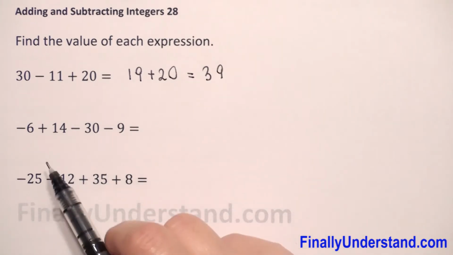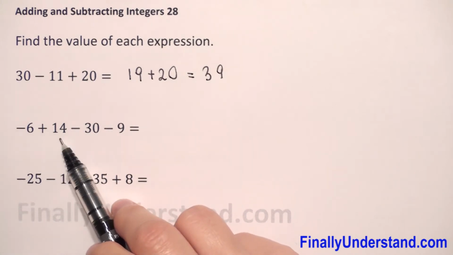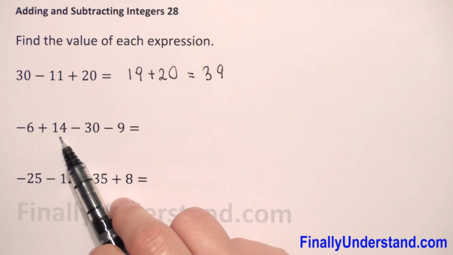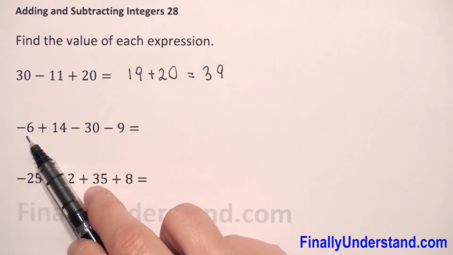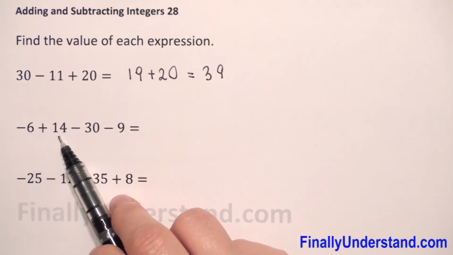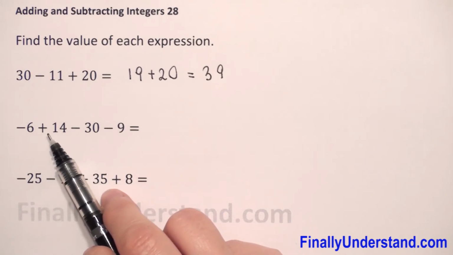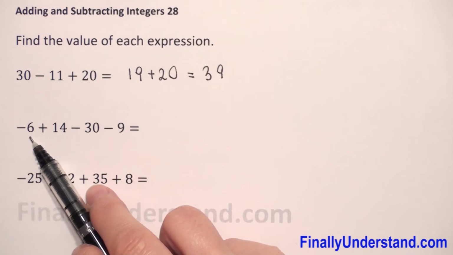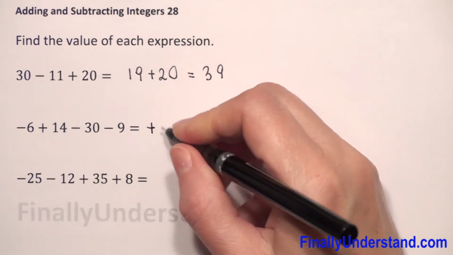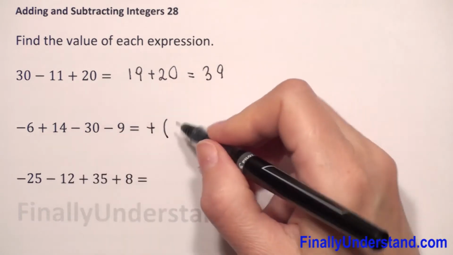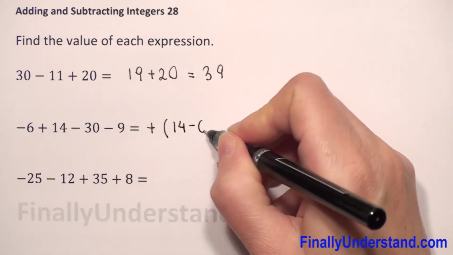Next example, we have negative 6 plus 14, minus 30, minus 9. We start from the left side. Negative 6 plus 14, negative integer and positive integer. So we copy the sign of the greater number. 14 is greater than 6, so we have positive sign. In parentheses, from the greater number we subtract smaller, so it will be 14 minus 6.